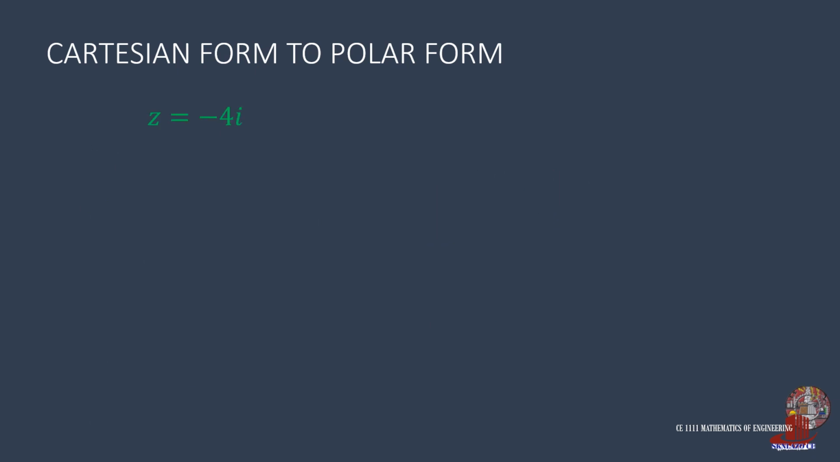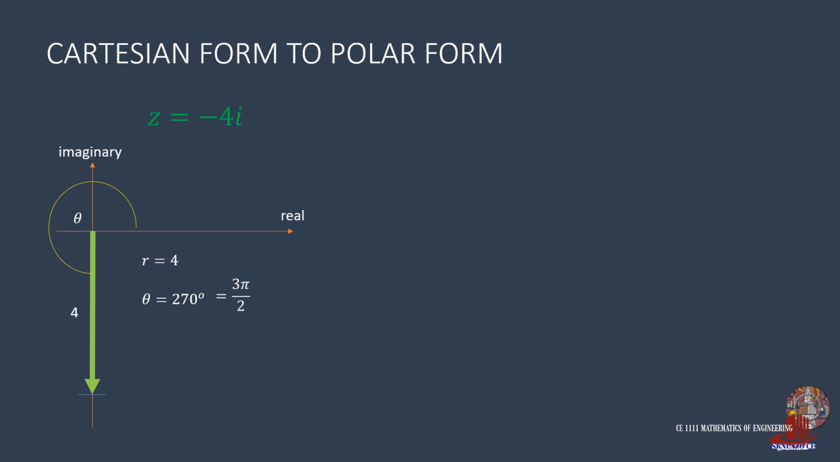What if z is negative 4i? There is still no real coordinate, and the imaginary number points to negative 4. That is, a vertical vector pointing downwards. r is then taken as 4, and theta starts from 0 degrees all the way to 270 degrees. This is the same as 3/2 of pi. With r and theta already known, place them in the polar form as 4 cosine of 3/2 pi plus i sine of 3/2 pi, which is written similarly as 4 cis 3 pi over 2.